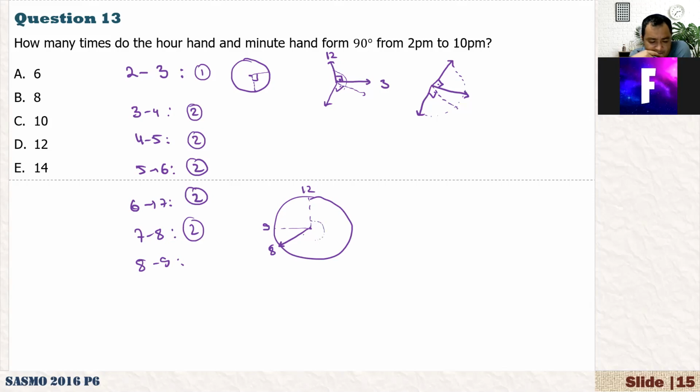between 8 and 9, right? 8 o'clock. Now our hand is moving. It just comes somewhere here. Now it just comes here and here. It's only one time. And how about 9 to 10? 9 to 10, again, it is 2 times, right?